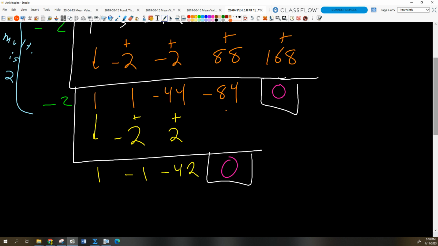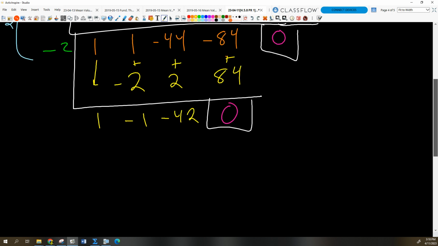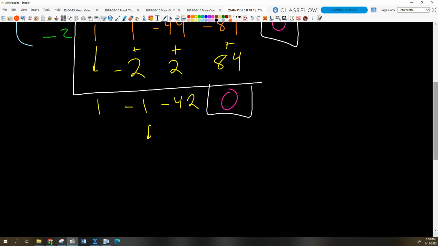I bet that's starting to look familiar, isn't it? Negative 42 times negative 2 is 84. They add to 0. We've seen that before, haven't we? That's q of x. So that's x squared minus x minus 42. How about that?